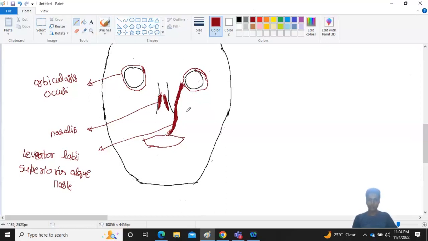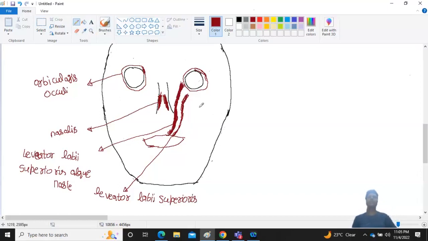Then there is another muscle which helps in only lifting the lips. These are present in a fixed order. This muscle is called levator labii superioris, only for lips.